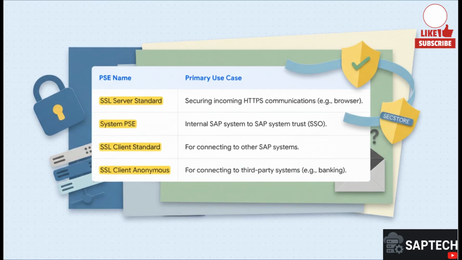The SSL Server Standard, that's the one for the padlock in your browser. It secures connections coming into your system. The System PSE is all about trust between your own SAP systems, which is what makes things like single sign-on possible. Then you have the SSL client standard, which is for when your SAP system needs to connect to another SAP system. And finally, SSL client anonymous is for connecting out to trusted third-party systems like a bank. See, each one has its own unique role.